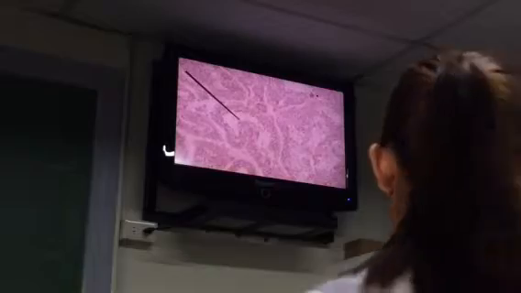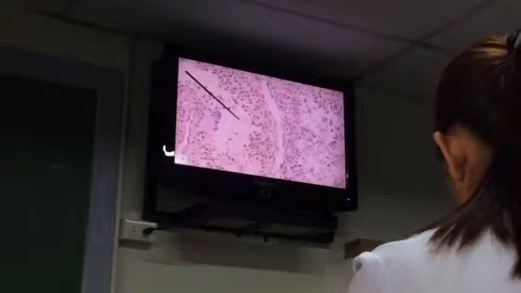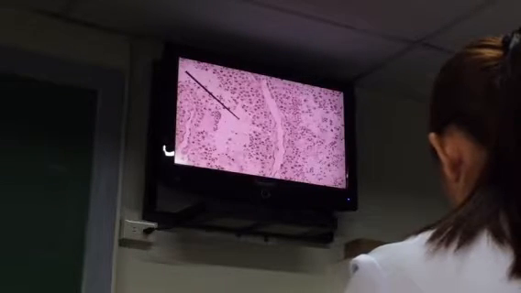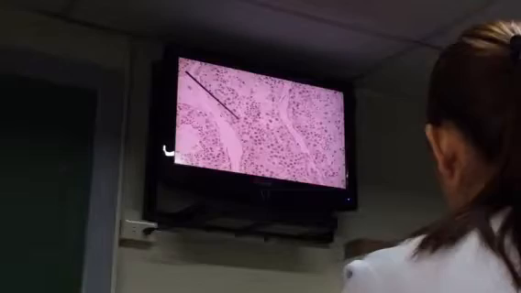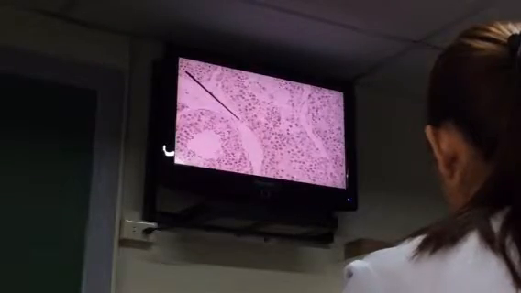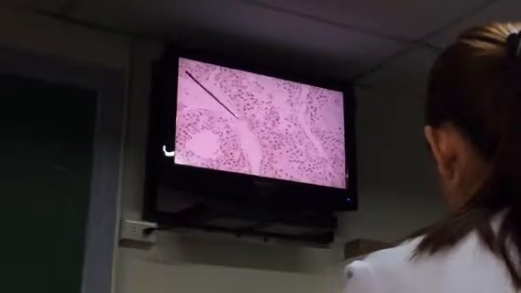Now, as a review, what are the things that we're supposed to see in the seminiferous tubule? Again, we're supposed to identify the stages of sperm cell development. Right? So that's review only. So let's turn to high power.